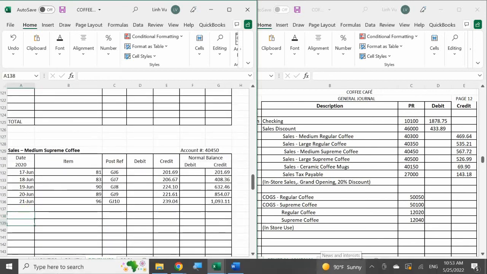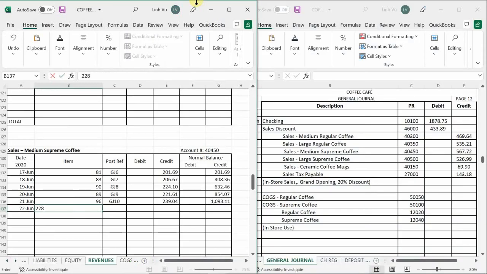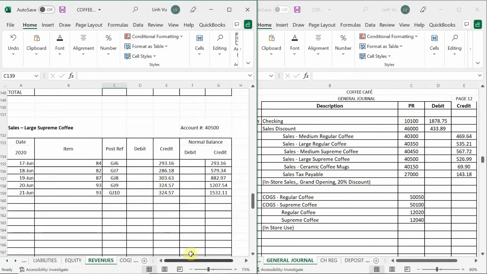Let's see. We also sold some medium supreme coffee. Okay, we sold 228 cups. Okay, for a grand total of $567.72. Okay, which gave us a grand total of $1,660.83.